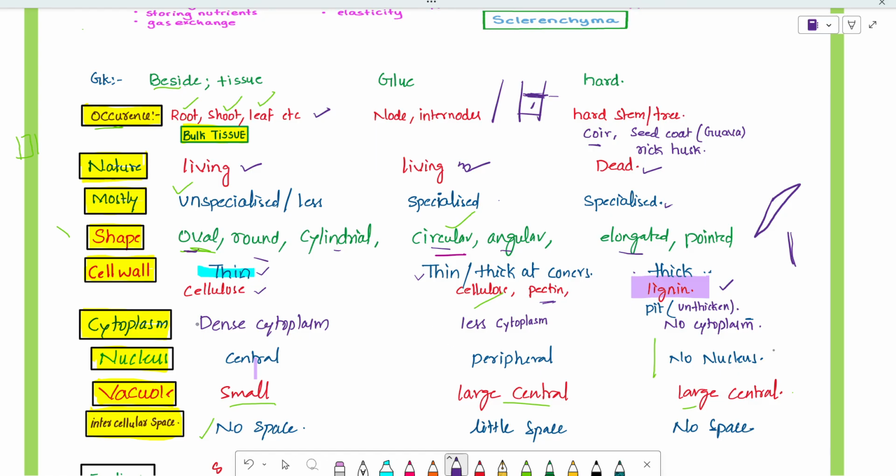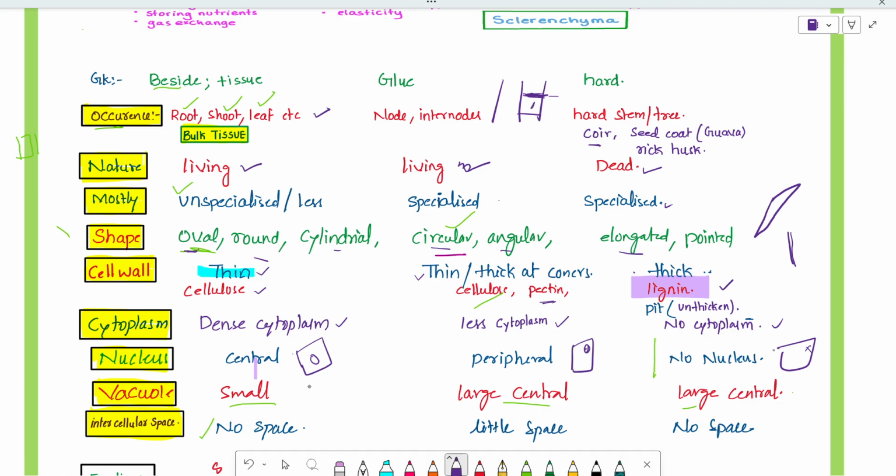Next, whatever the tissue is made up of, cells, no? Inside that is the cytoplasm. What is the condition of the cytoplasm? They have dense cytoplasm, less cytoplasm, and there is no cytoplasm in the third type. Next, nucleus position. In the parenchyma, if I am taking a cell like this, the nucleus will be present at the center. Here in the next cell, the nucleus is present at the periphery. There is no nucleus in this cell. So that is the condition you can take.